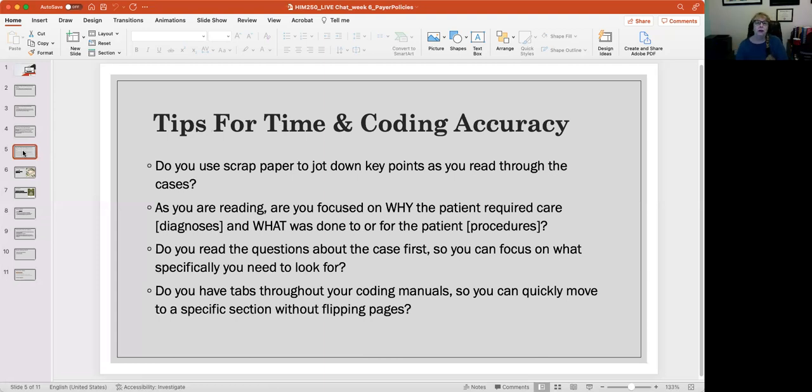Okay. All right. Use scrap paper as you're reading through a case study. Use scrap paper to jot down key points. Now, when you're doing this the old-fashioned way on paper, you know, we would highlight or underline something that is prominent that we need to pay attention to, such as a diagnosis, signs, symptoms, whatever.